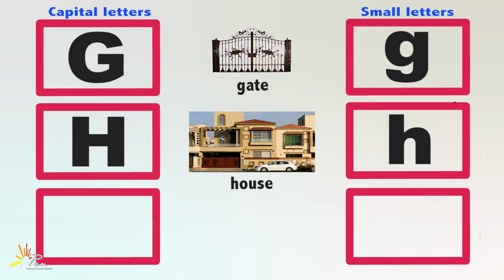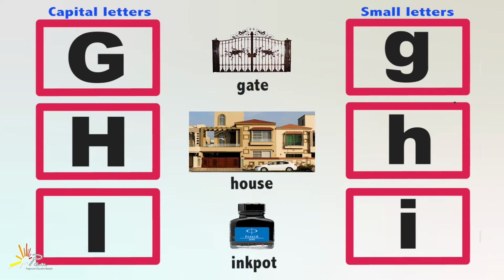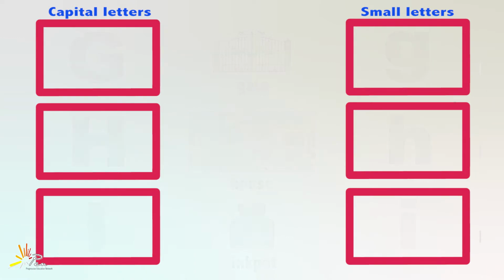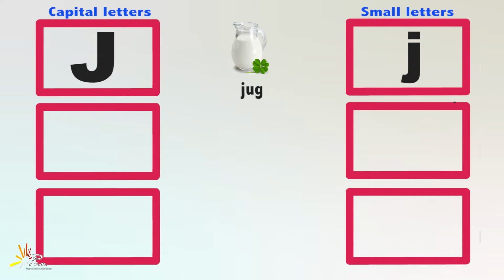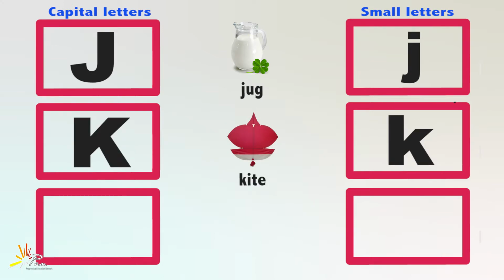H for house. This is capital H and that is small h. I for inkpot. This is capital I and that is small i. J for jug. This is capital J and that is small j. K for kite. This is capital K and that is small k.